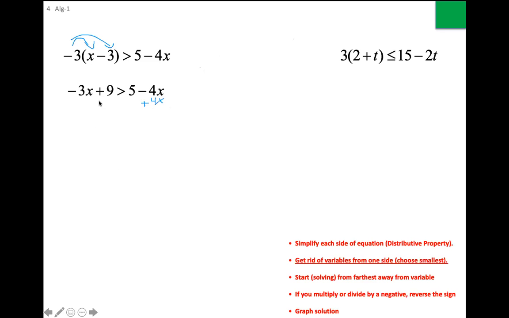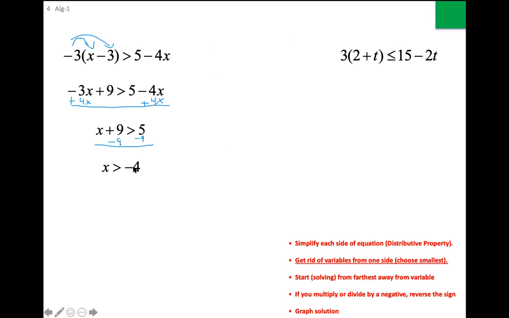Well, we get 0 on the right, but on the left side, we would get just plain old x. 4x minus 3x is x. So we get x plus 9 greater than 5. I think you can see where it goes from here. Subtract 9 from both sides, and we get negative 4. All I'm doing is subtracting 9 from both sides.